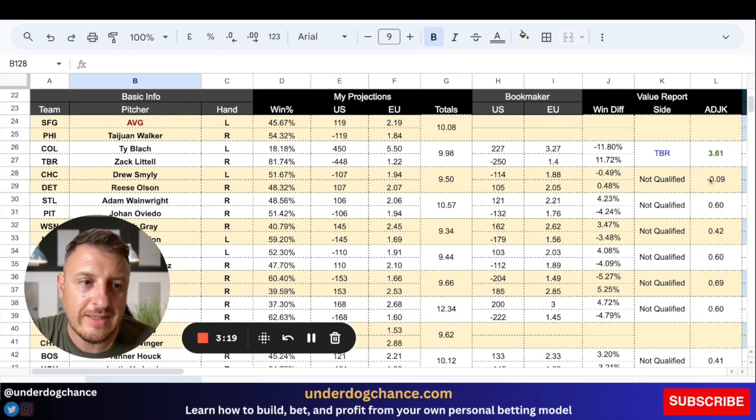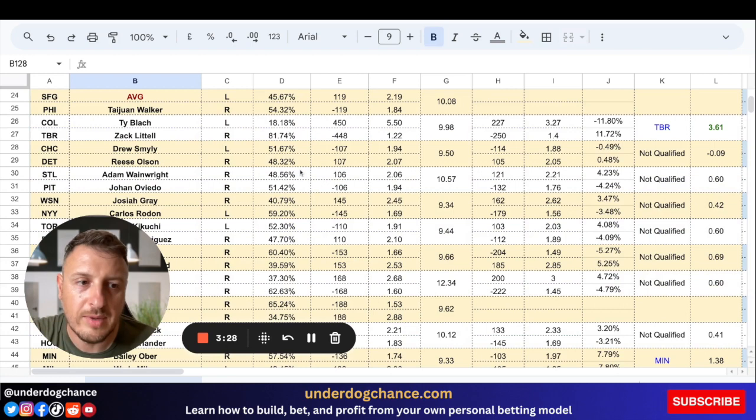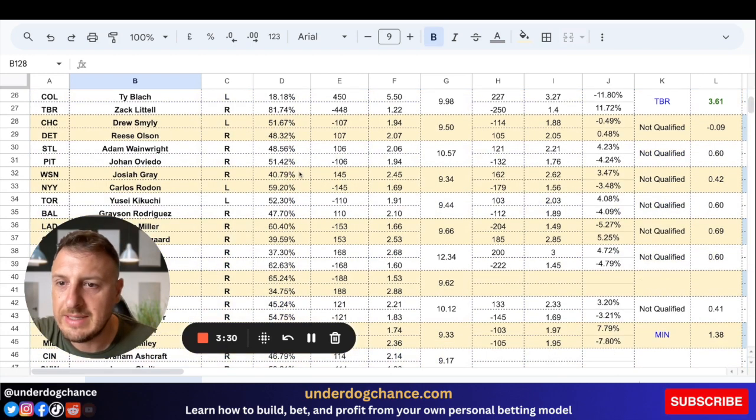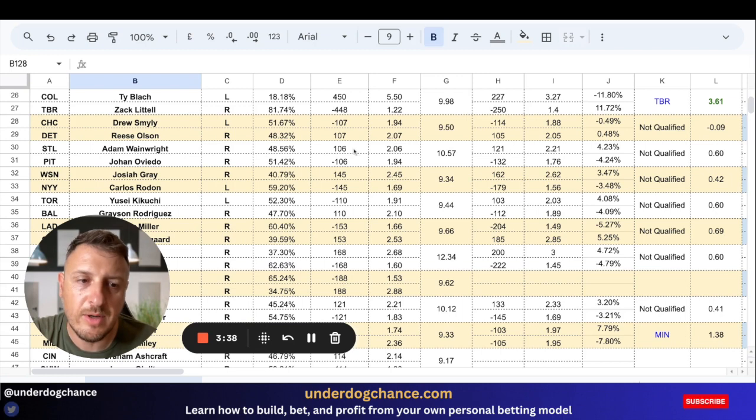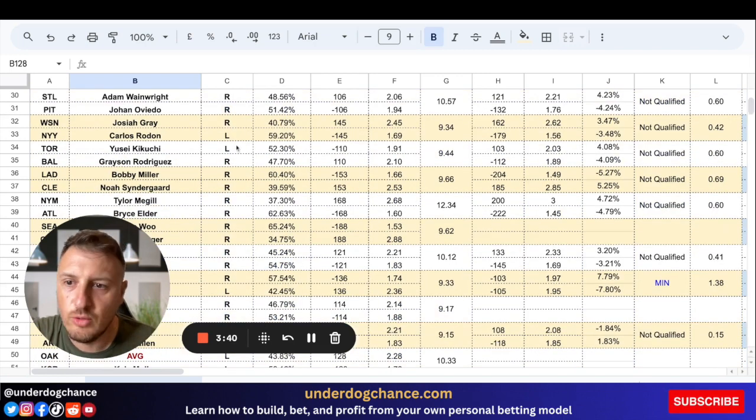Chicago Cubs, Detroit, as you see, my numbers and bookmakers' numbers are the same. I give Chicago Cubs 51.67% chance to win this game. So my numbers and their numbers are basically the same. St. Louis, Pittsburgh, not enough value. Based on my projection, St. Louis should be a little bit smaller underdog, but still too close.